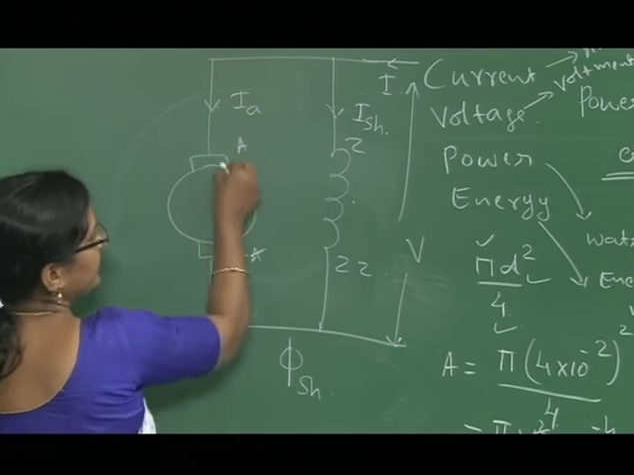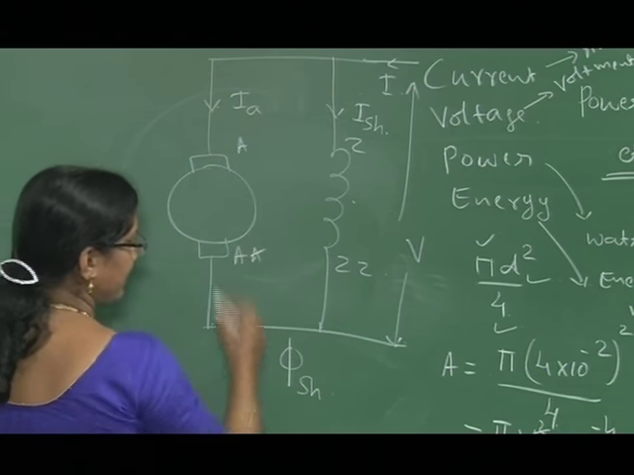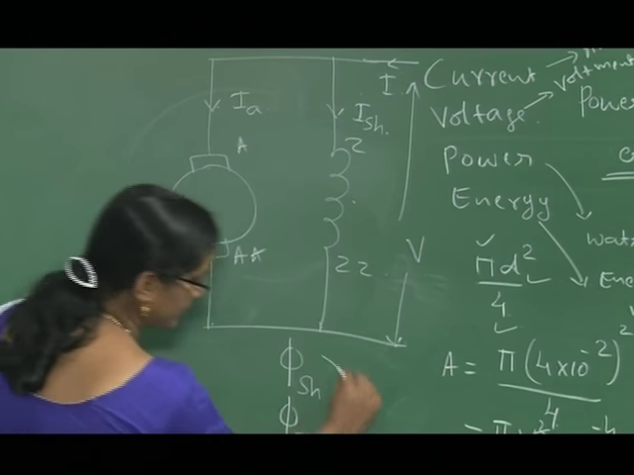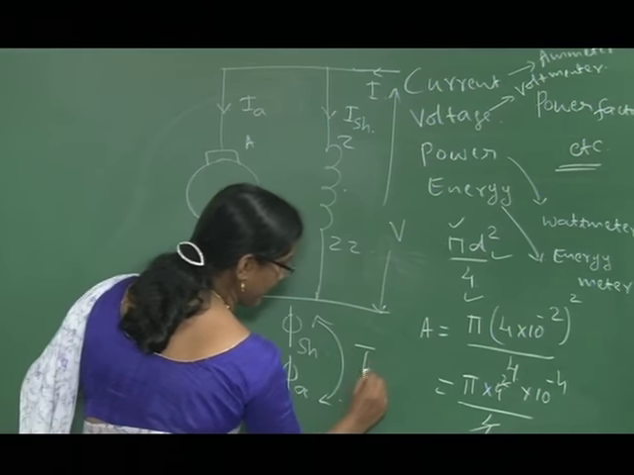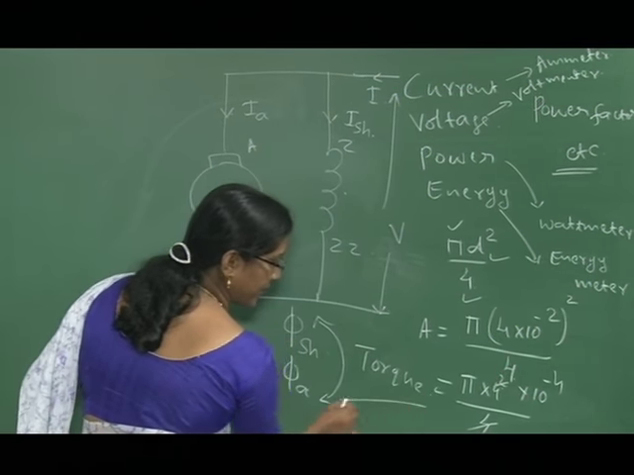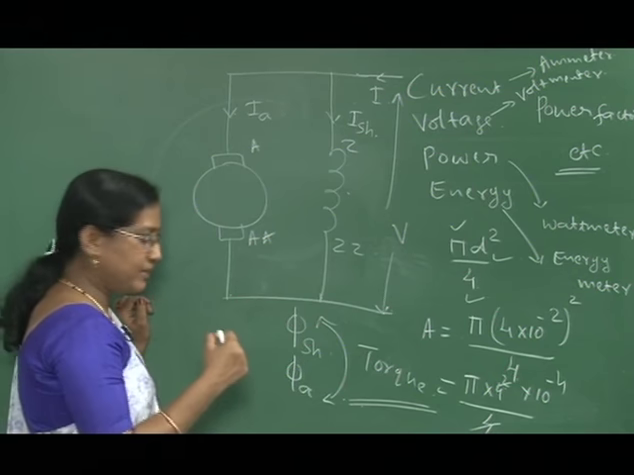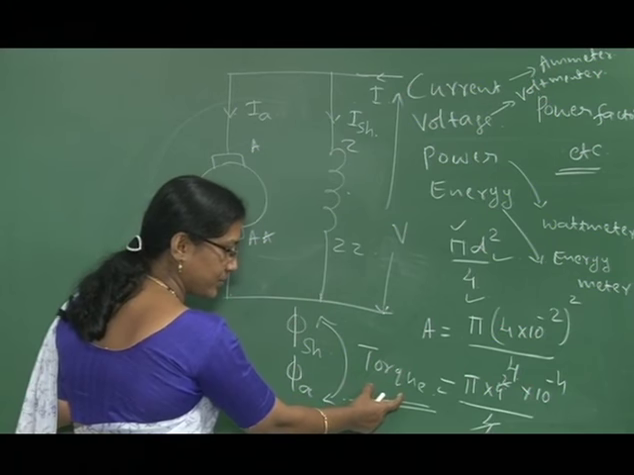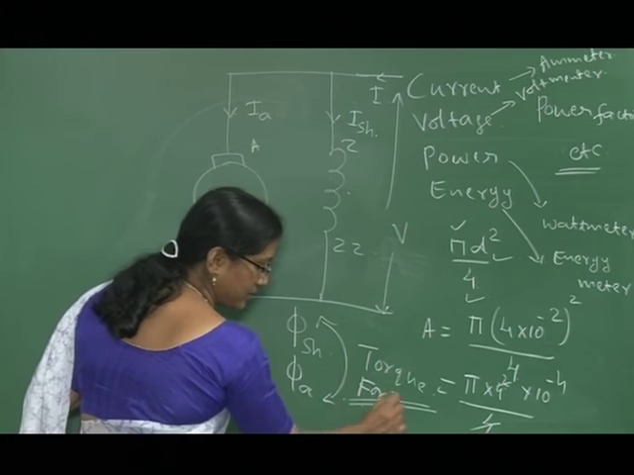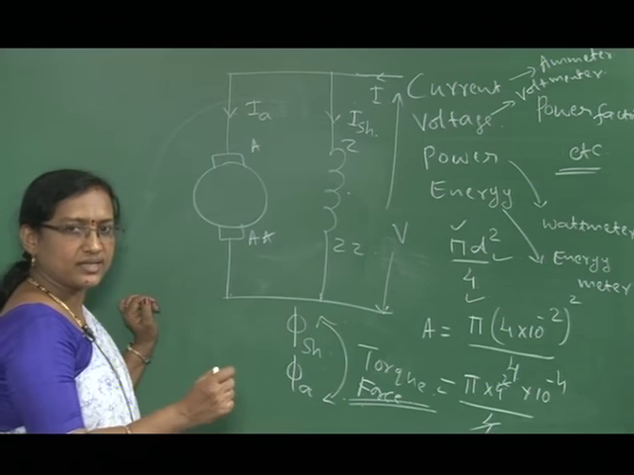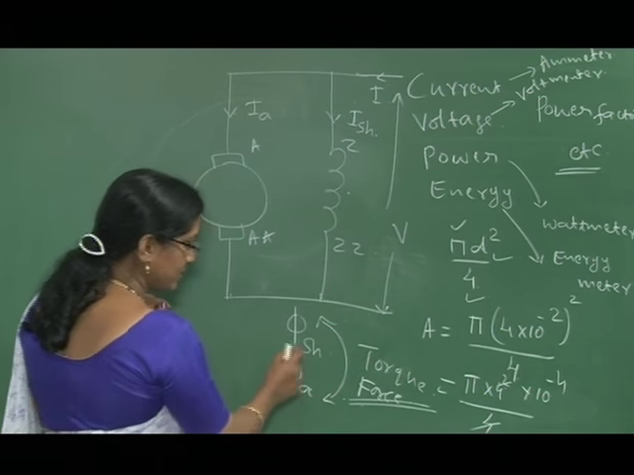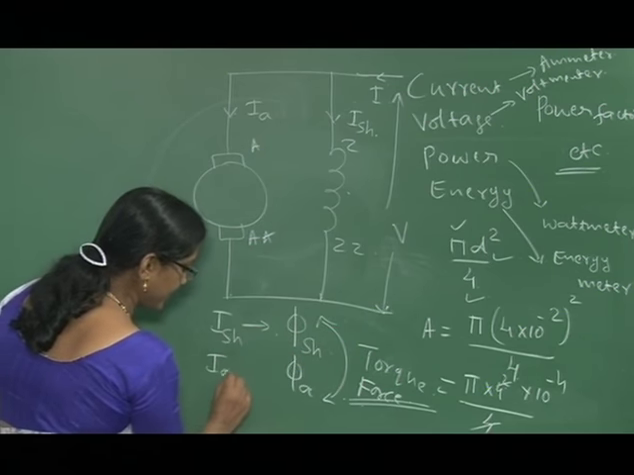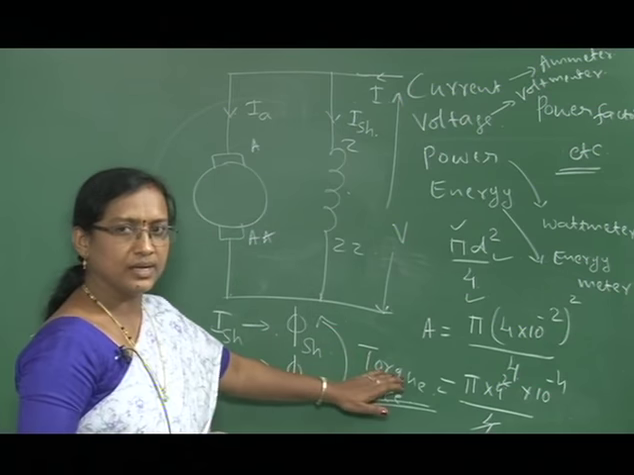One more current is flowing through the armature. Since current flows through the armature, flux is produced here also. Due to the interaction of these two fluxes, a force is exerted and there will be a twisting movement of the armature conductors. So torque is produced due to the force. The force exerted on the conductor causes the torque. That is how the current flowing through the shunt field winding and the current flowing through the armature winding cause the torque.